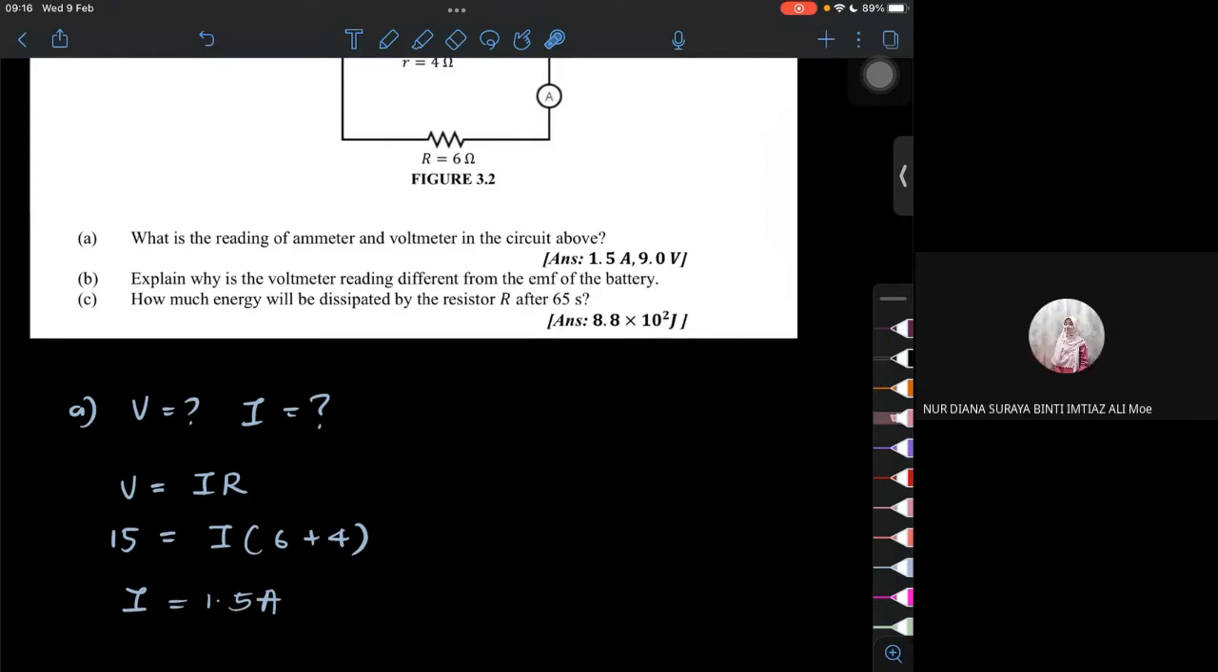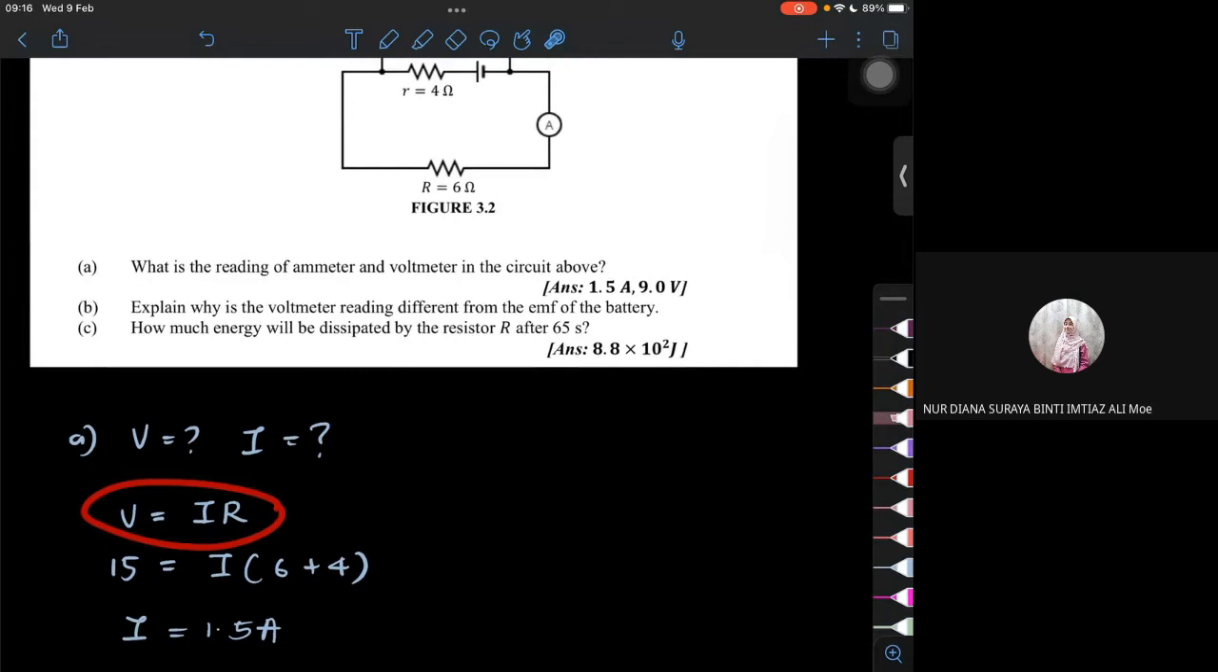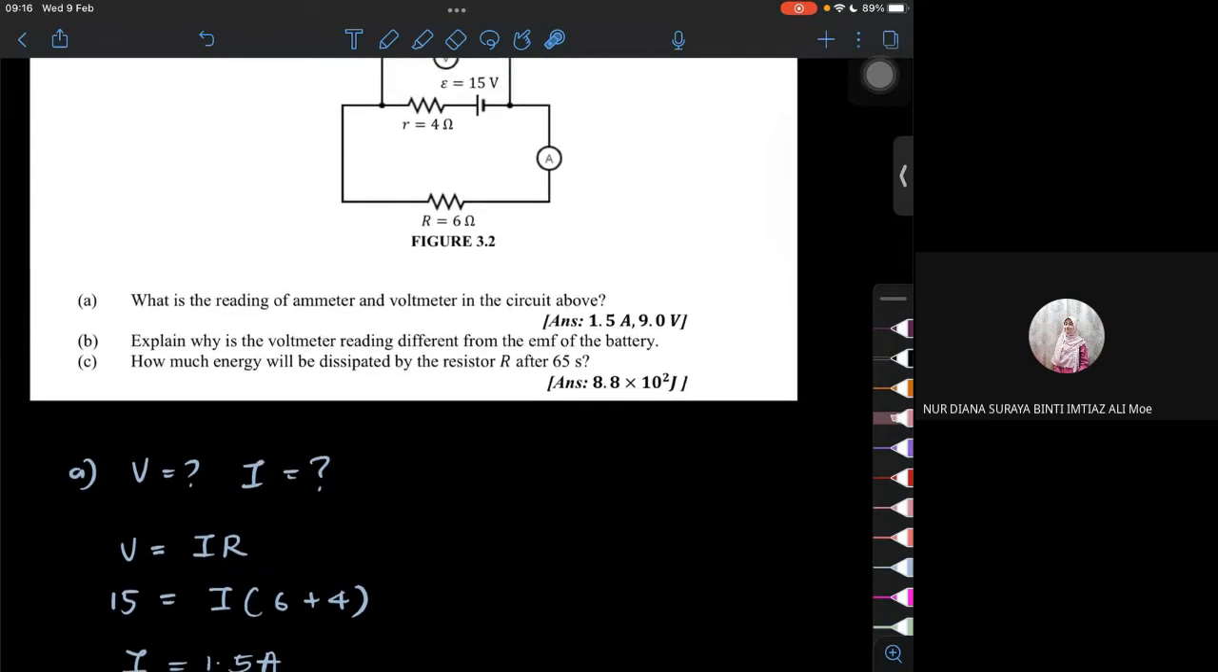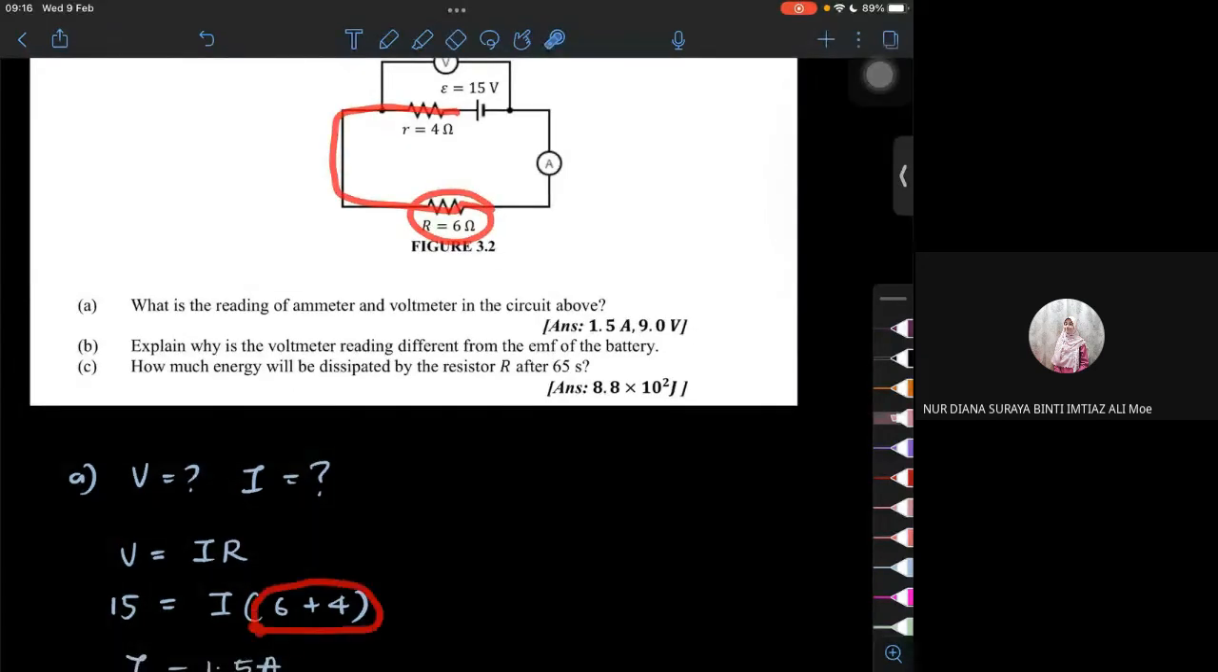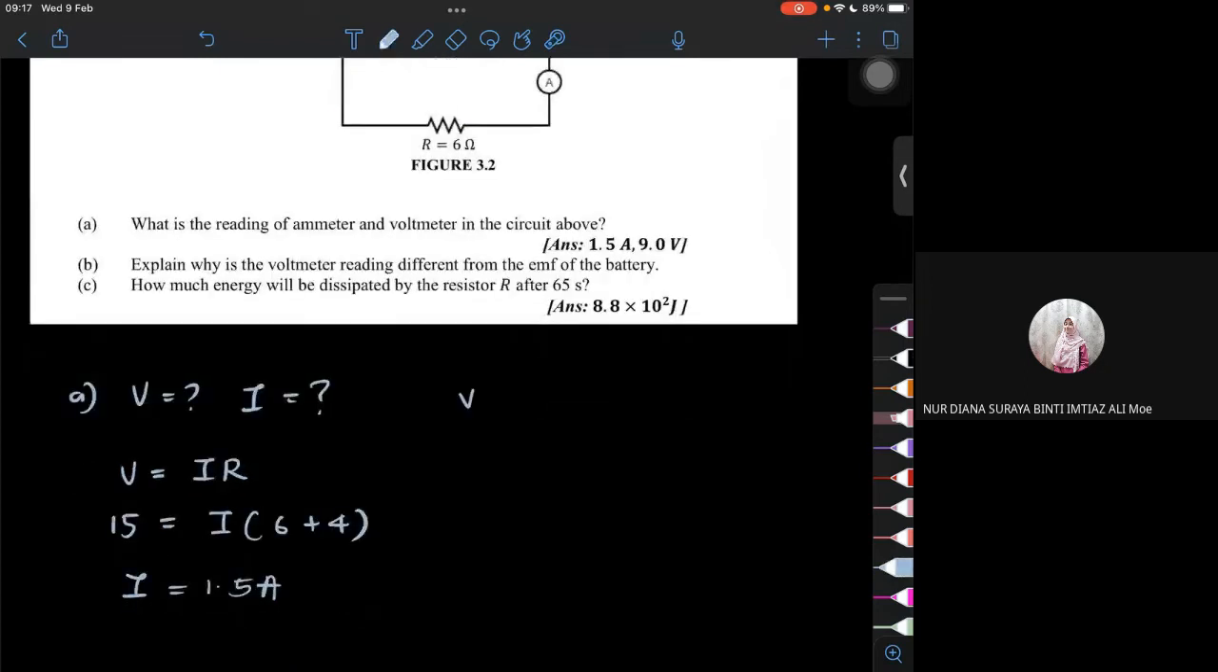So, kalau kita gunakan this method, right? Gunakan Ohm's law. Maksudnya resistor dekat sini, internal resistance dekat sini kita anggap dia another resistor lah. Dan dia adalah in series with this resistor. So, we just find the total of that. And then here will be the voltage from the battery. Okay, so now kenapa soalan ni minta the value for the voltmeter pula, which is the value for V. How do we find this one?